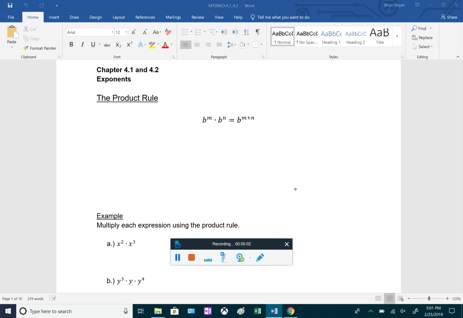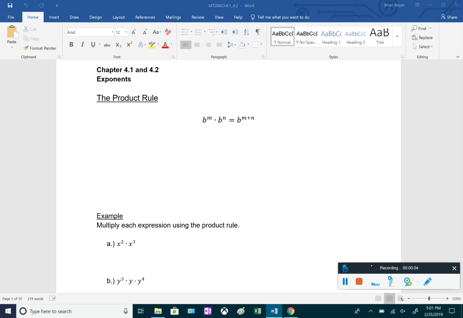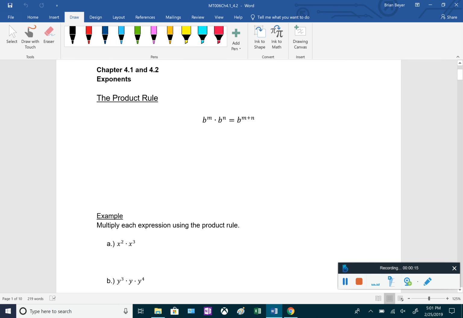Chapter 4.1 and 4.2 meshed together here is going to be exponents and the rules for combining exponents, essentially. So there's going to be a whole bunch of rules here. Starting with the product rule: if we're multiplying two factors where they have the same base, in this case base b, with different exponents, to combine them into one base, we would add the exponents. So multiplying common bases, you add the exponents.